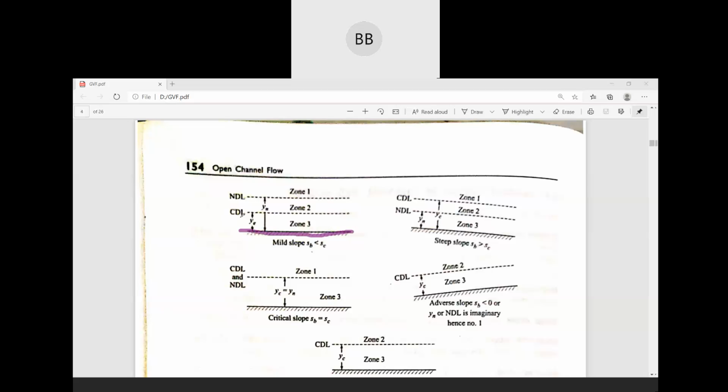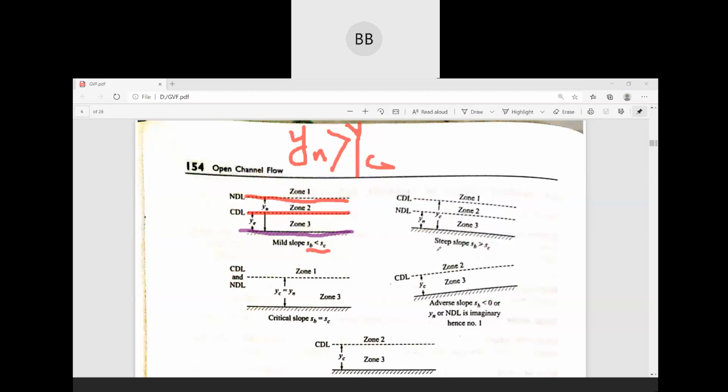Then we have the critical depth line. Then we have the normal depth line. Why do we put the normal depth line above the critical depth line? Because here the slope is less than the critical slope, and we have already said yn is greater than yc for mild slope, whatever we have studied in the previous section. So that is why yn is greater than yc for mild slope.